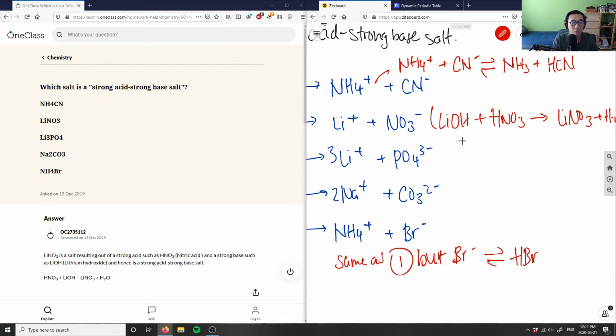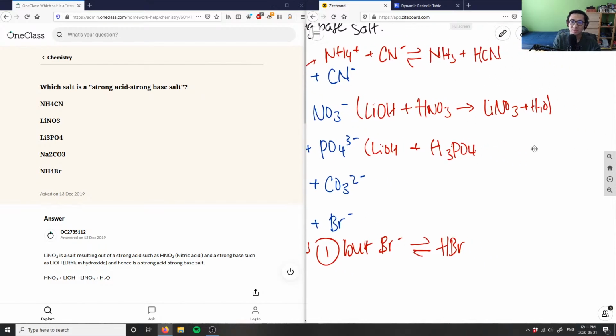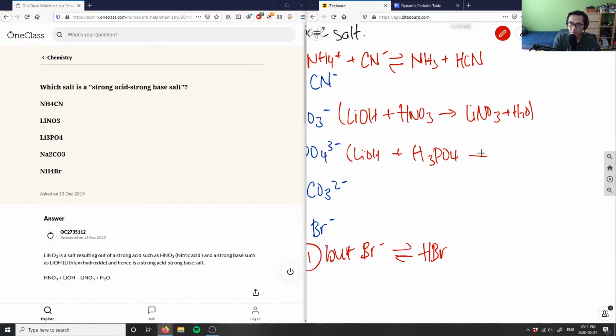Strong acid. It's actually a weak acid here. So I can write down LiOH plus H3PO4, if you really wanted to, or HPO4 2 minus. It doesn't really matter. They're all weak acids here, and this would be in equilibrium, and you get Li3PO4 plus H2O, in equilibrium. The only reason we know that is because H3PO4 is a weak acid.